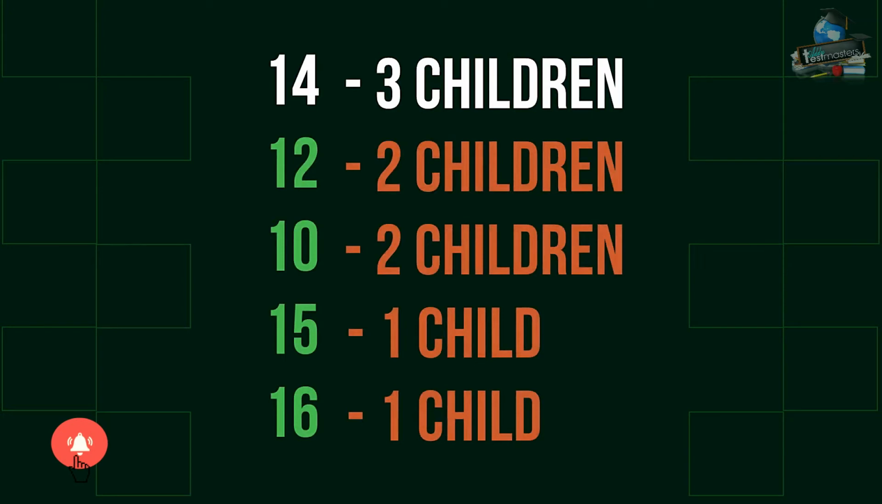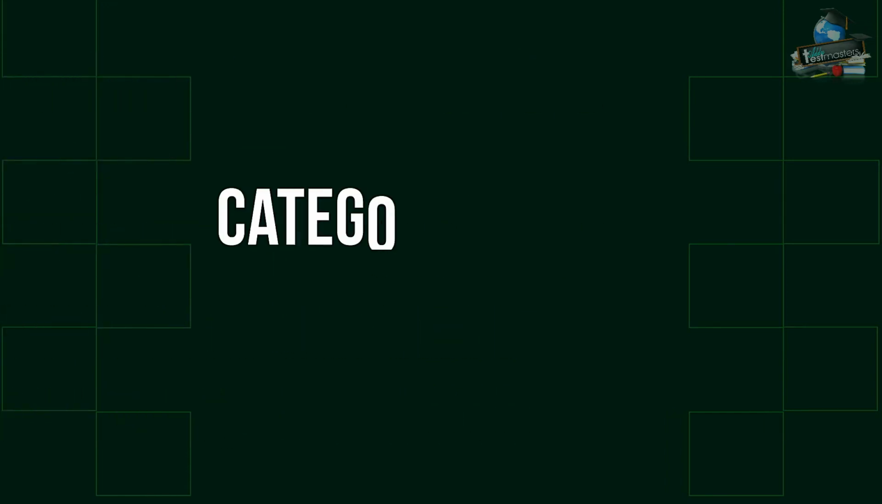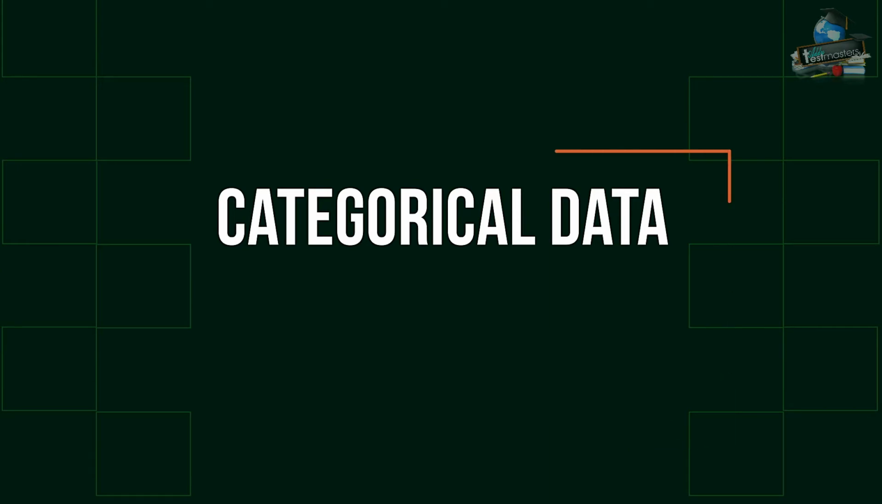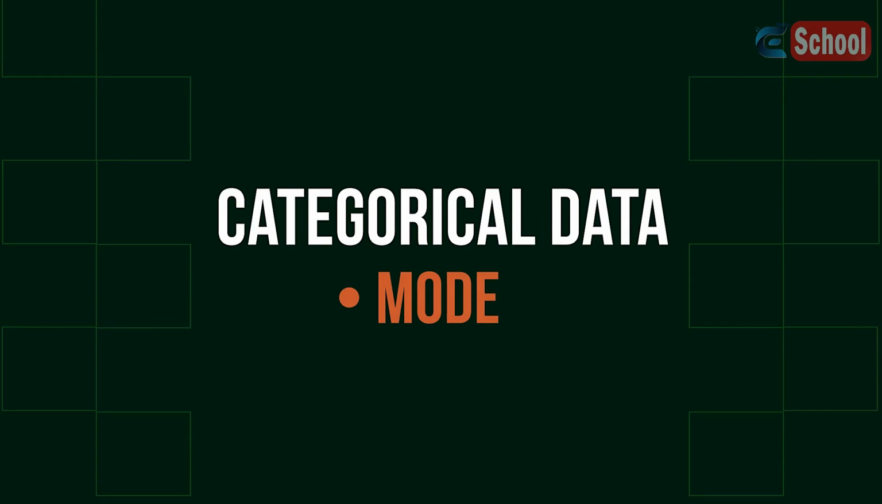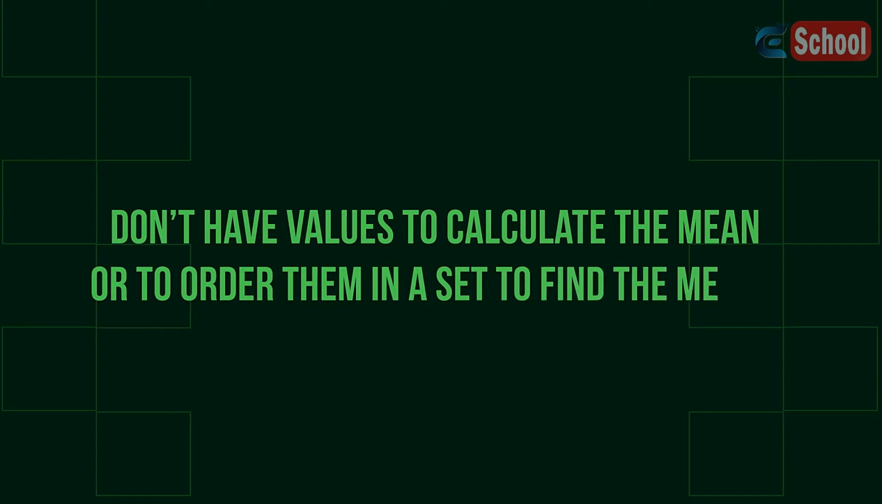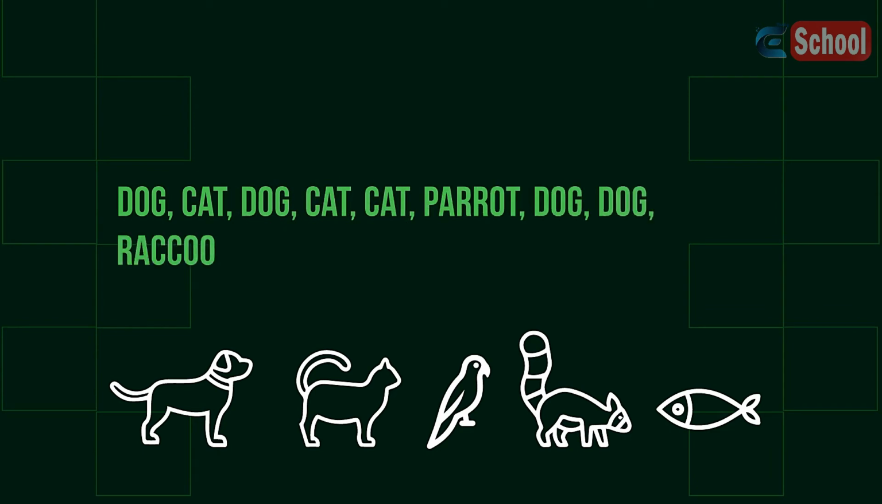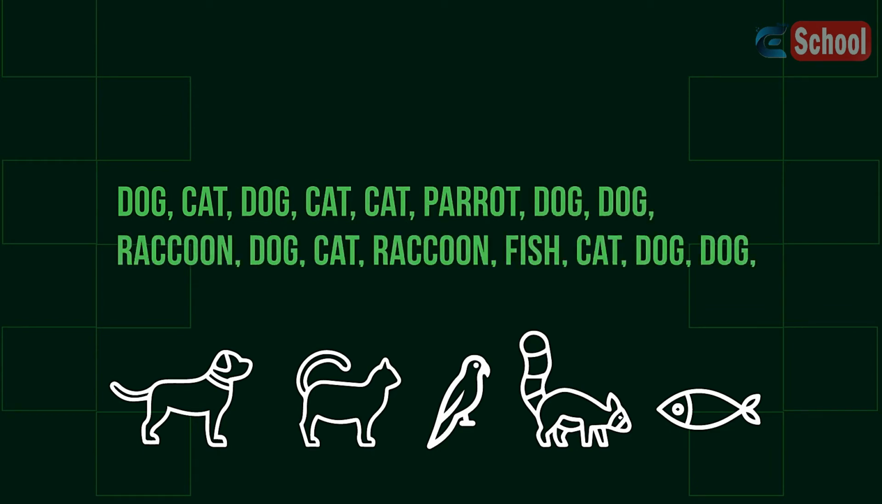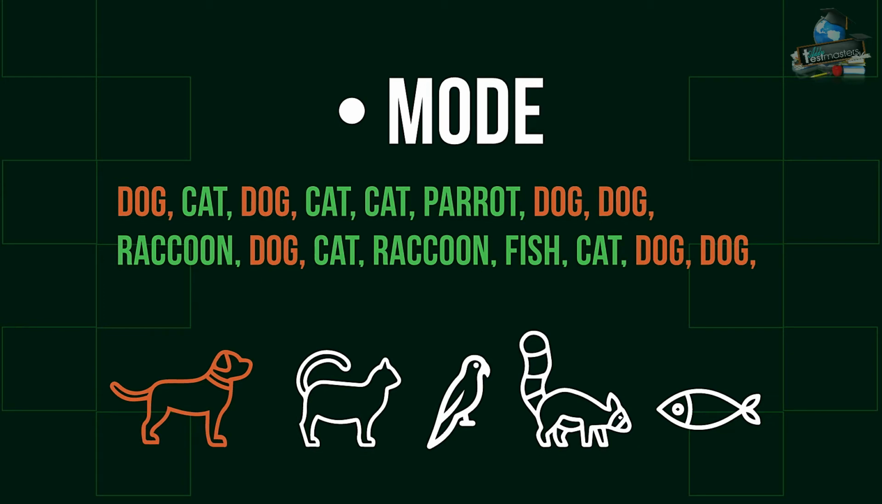As you can see, average values can be very similar or even the same, but there are situations where some of them fit the purpose better than others. For example, if we are trying to find a measure of central tendency for categorical data, we can only use mode. That's because we don't have values to calculate the mean or to order them in a set to find the median. Consider this. Students from the same class were asked what their favorite pet was, and here are their answers. We can easily notice that most of the students preferred dogs, so we can conclude that this is the mode of their pet preference.